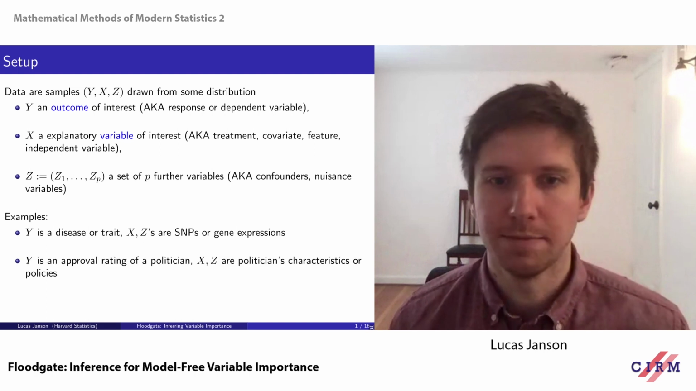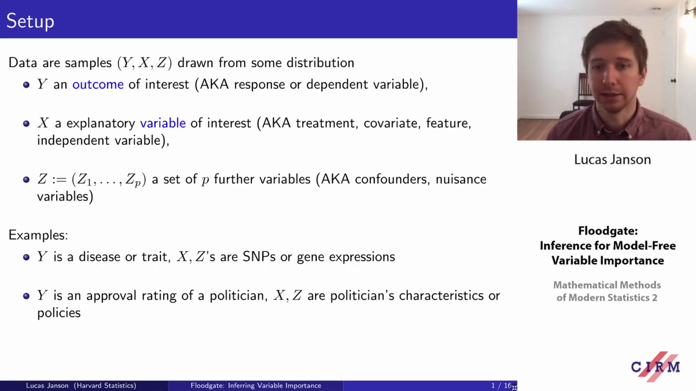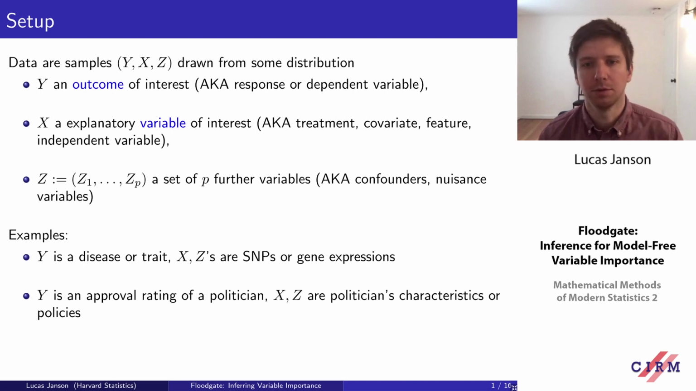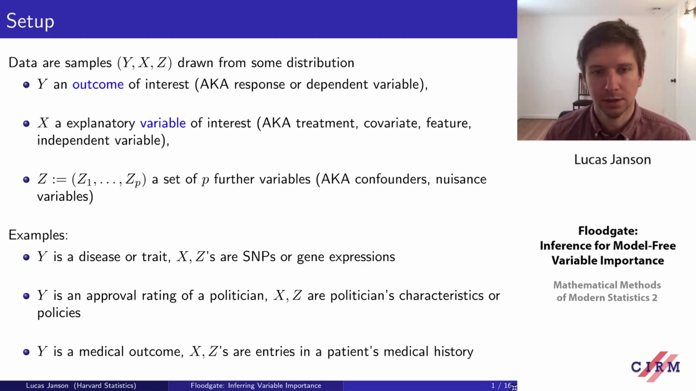We could have y being, say, the approval rating of a politician, and the covariates being some sort of characteristics or policies that that politician has, and we want to understand what factors affect someone's approval rating of a politician or how they view a politician. And another example, y could be a medical outcome, and the covariates could be some sort of entries in the patient's medical history. And again, we want to understand that relationship better.